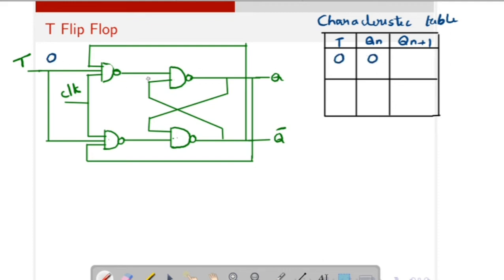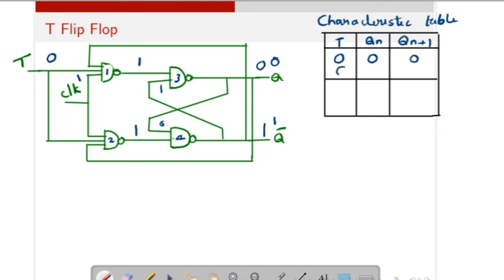Okay, T is equal to 0 and present state is equal to 0, present state bar is equal to 1 and clock is also 1. So this is the first NAND gate, second NAND gate, third and fourth. For the first and second NAND gate, one of the input is 0, so output is equal to 1. For the fourth NAND gate, one of the input is 0 because this is feedback here, so output is equal to 1. And the third NAND gate, both the inputs are 1, then output is equal to 0. That means when T is equal to 0 and present state is equal to 0, next state is also 0.